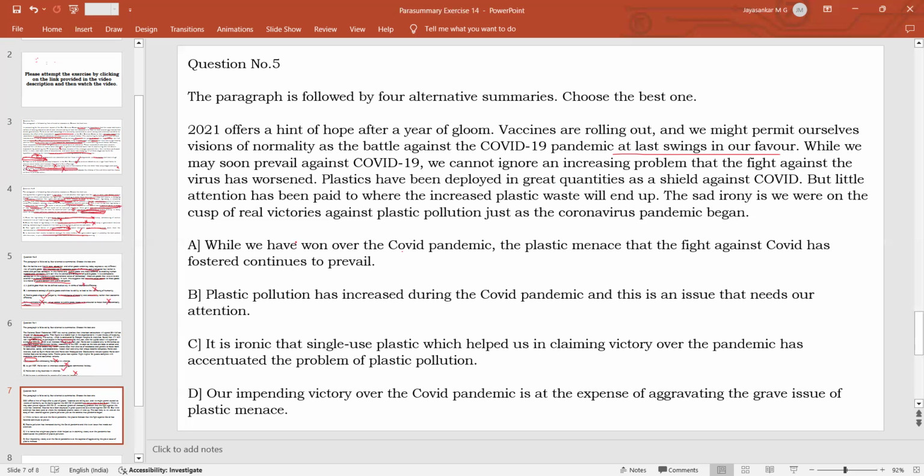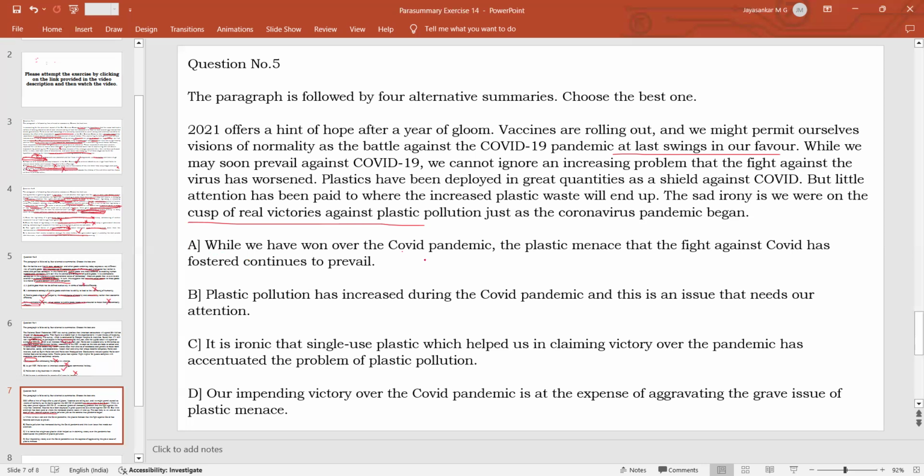The sad irony is that we were on the cusp of real victories, meaning we were on the verge of real victories against plastic pollution just as the COVID pandemic began. So the irony is that we were beginning to defeat the plastic problem. Suddenly this COVID happened, and the plastic menace has again become a worse problem. That is the sad irony. Now, once you understand the passage, which is the correct option?